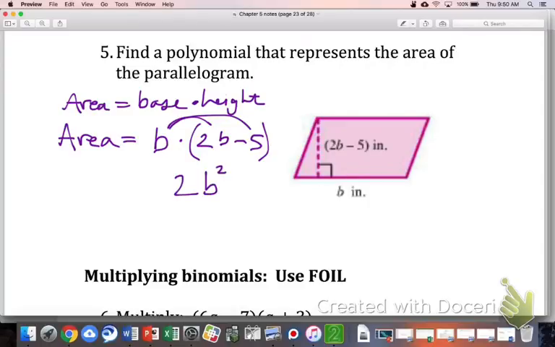I saw a couple of folks had 3b. If you've got 3b there, that tells me that you did b plus 2b, right? Because b plus 2b is definitely 3b. That's not what this is. This is b times 2b. So it's 2b squared. Minus 5 times b is minus 5b. So this right here would be the correct expression for the area of that parallelogram.